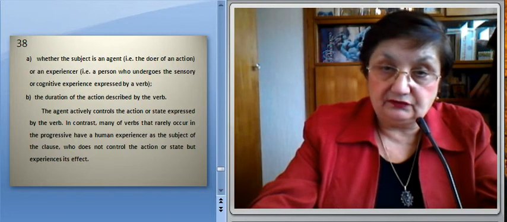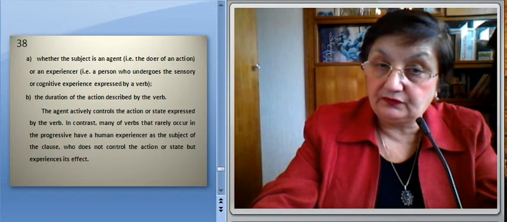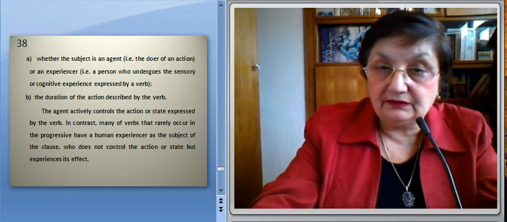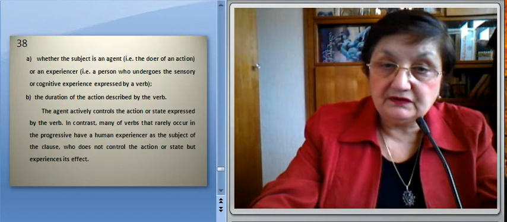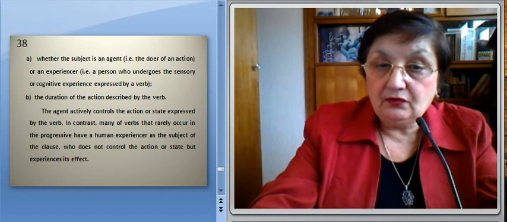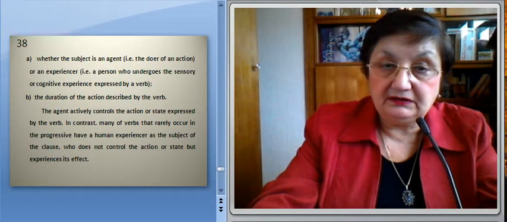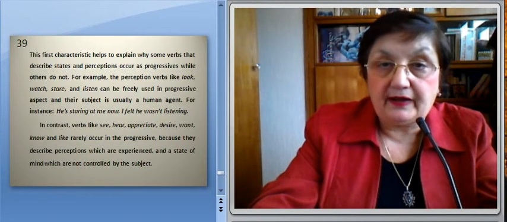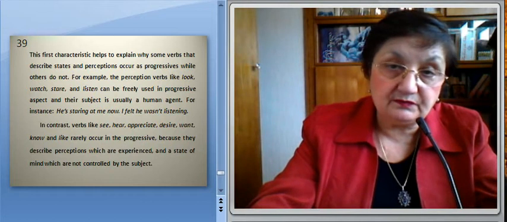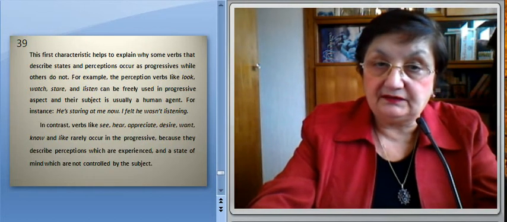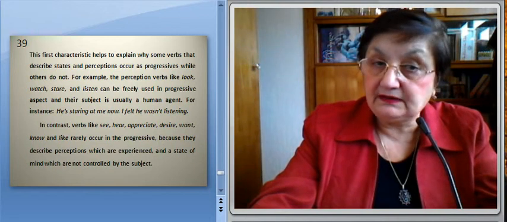This first characteristic helps to explain why some verbs that describe states and perceptions occur as progressive while others do not. For example, the perception verbs like look, watch, stare, and listen can be freely used in progressive aspect, and their subject is usually a human agent. For instance, "He is staring at me now," or "I felt he was not listening."